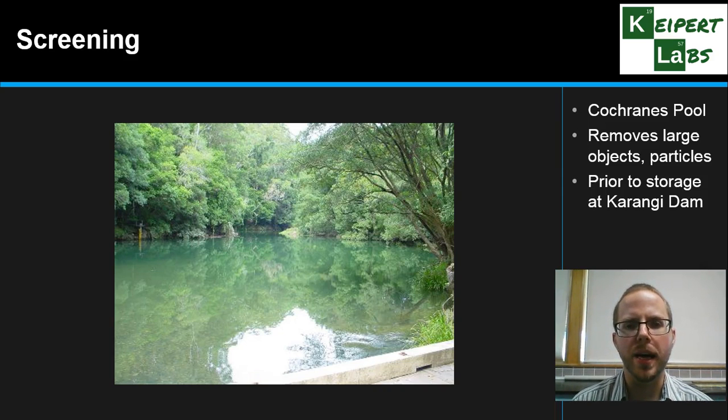And so we have a turbidity meter that helps to measure the turbidity of the water in the river, and that's what then decides whether the water needs to be pumped or not. If the water is too turbid, then it will shut off automatically, and that level is set at 2 NTU. So if the water is below that level, it can then be pumped into Karangi Dam for storage.